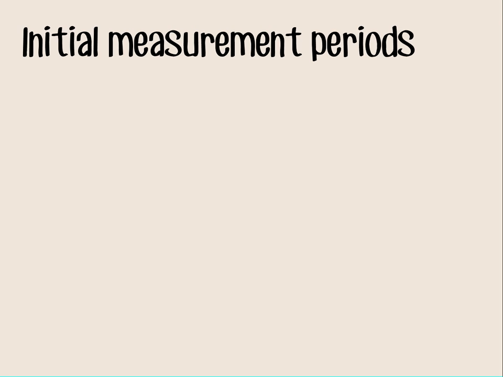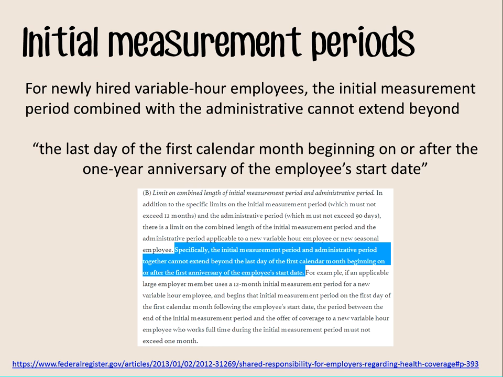We do want to talk specifically about additional flexibility and options that employers have when dealing with new hires in their initial measurement period. One key statute in the Affordable Care Act stipulates that for newly hired variable hour employees, the initial measurement period combined with an allowable administrative period cannot extend beyond, quote, the last day of the first calendar month beginning on or after the 1-year anniversary of the employee's start date. Now that's a bit of an ACT question there, so let's go ahead and lay this out.